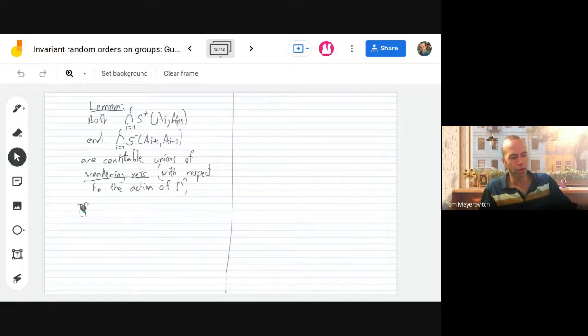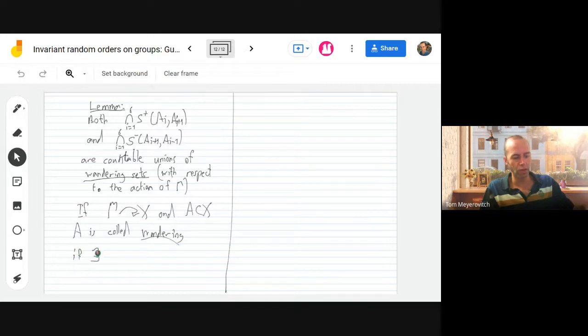So if gamma acts on X, and A is a subset of X, A is called wandering, or weakly wandering, if there exists g in gamma such that A, gA, g^2A, and so on are pairwise disjoint.